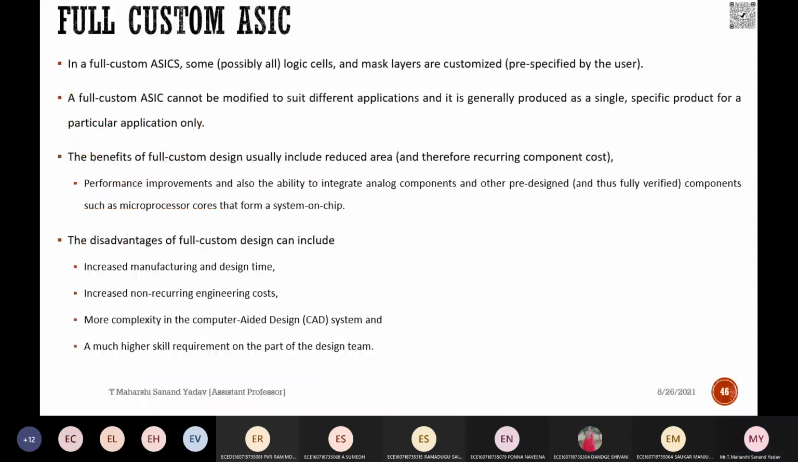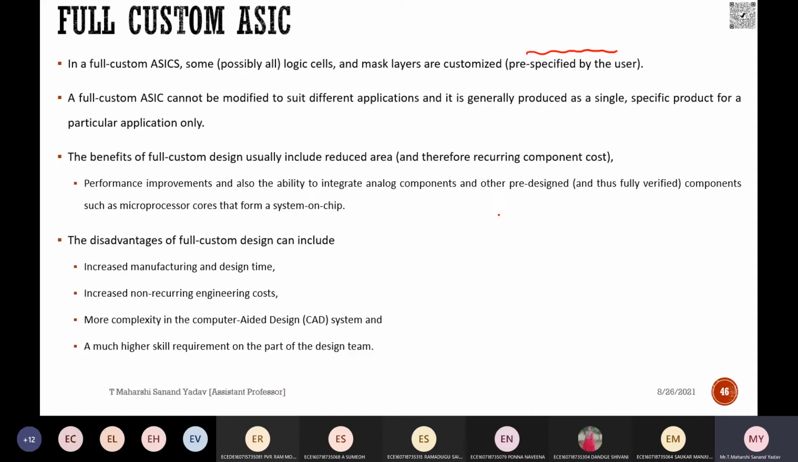So full custom. In a full custom application specific integrated circuit, some logic cells and mask layers are customized, pre-specified by the user. So based on the requirement of the user, you have to start designing this particular integrated circuit. A full custom ASIC cannot be modified to suit different applications, and it is generally produced as a single specific product for a particular application only. Whereas if you go for general purpose integrated circuits like microprocessors or controllers, it can be used for any kind of application, whereas this one is used for only one particular thing. So the benefits of full custom design usually include a reduced area.